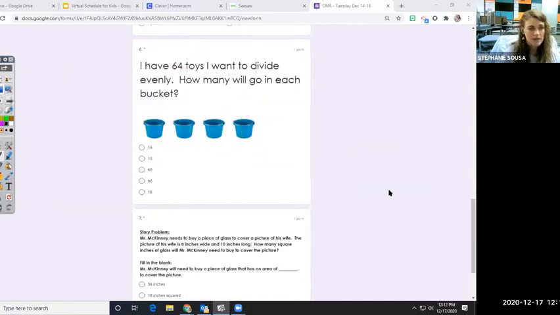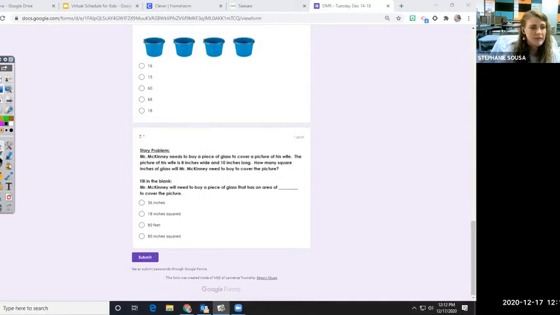Beautiful. 7. Here we go on number 7. Mr. McKinney needs to buy a piece of glass to cover a picture of his wife. The picture is 8 inches wide. And 10 inches long.